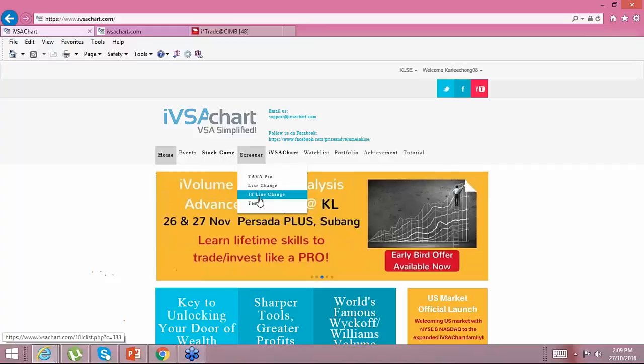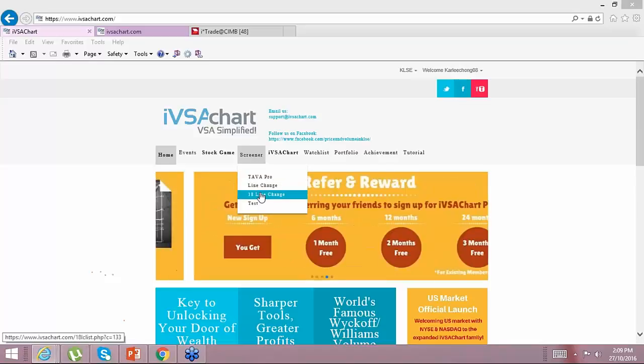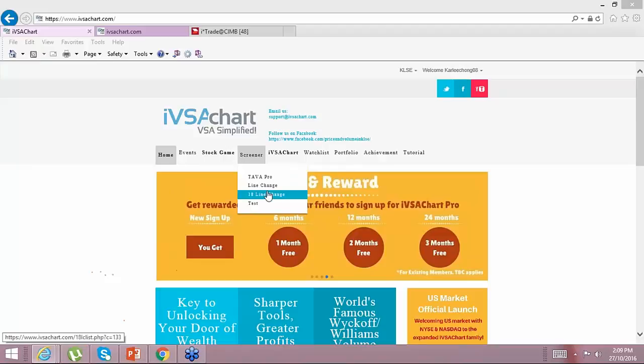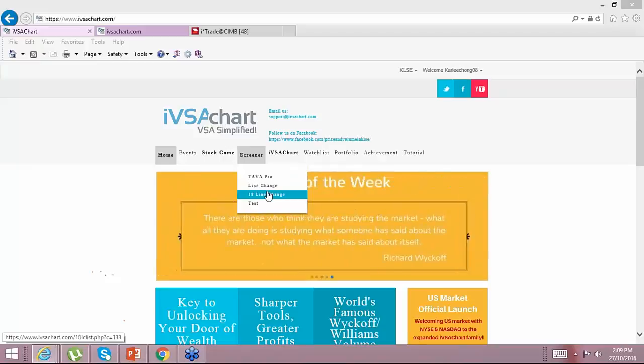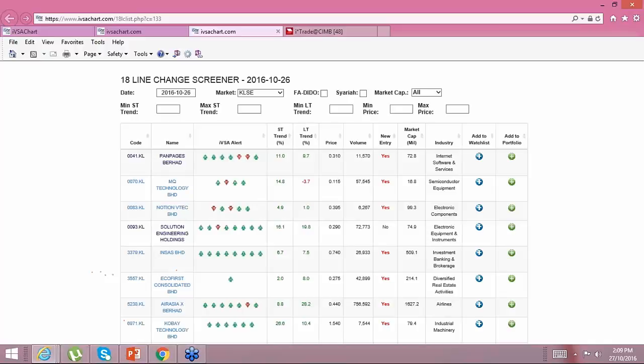Now if you are experienced, or for our more experienced trader, they will look at other screener like TESS or Tava Pro. But now I'm focusing on 18 line change as I'm talking about this stock review. Imagine there are thousands of stocks out there in KLSC, right? There are about 3,000.